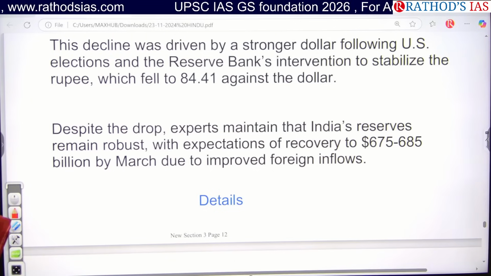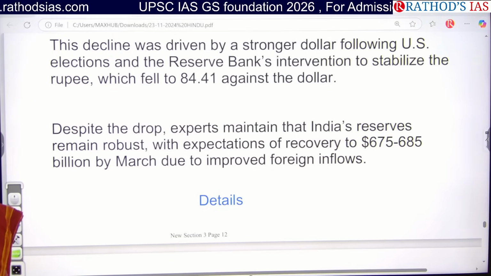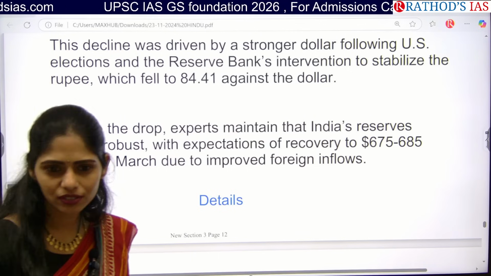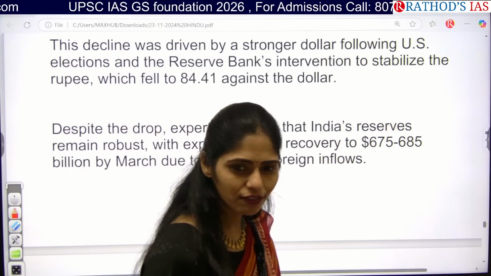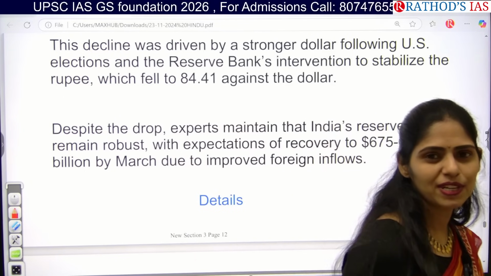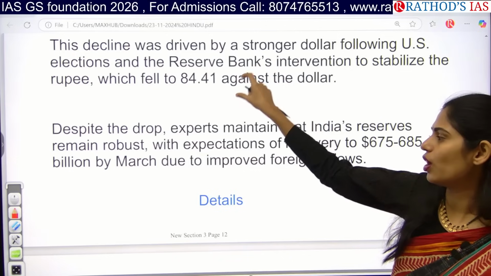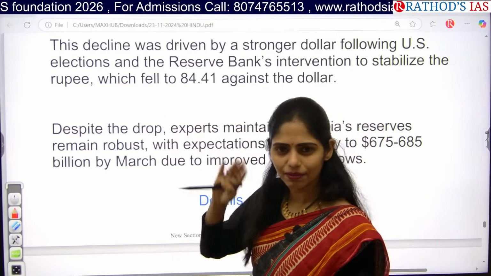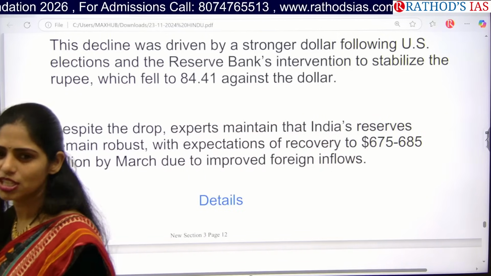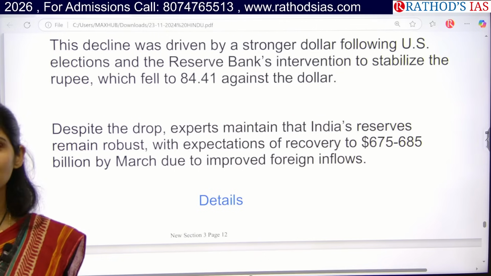Whenever purchasing power is decreasing, there is no demand. Why would you go for producing more goods? No. Then what happens? There is decreasing of economic growth, especially in the manufacturing sector. So all these are interconnected. If you are seeing a small point here, you have to connect it in different dimensions. Then only you can write a multi-dimensional answer in your mains.